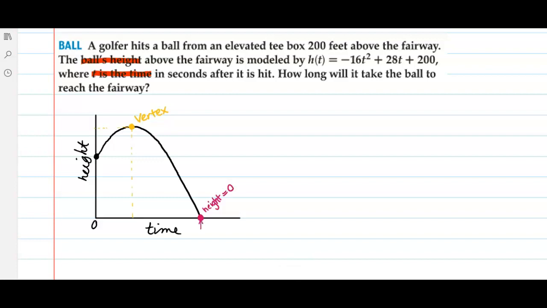So it's asking us, how long will it take the ball to reach the fairway? How much time has to pass before the ball hits the ground? That means we're looking for this point. We want to know, when is the height 0? When is this 0? In other words, we're taking this equation and solving it.